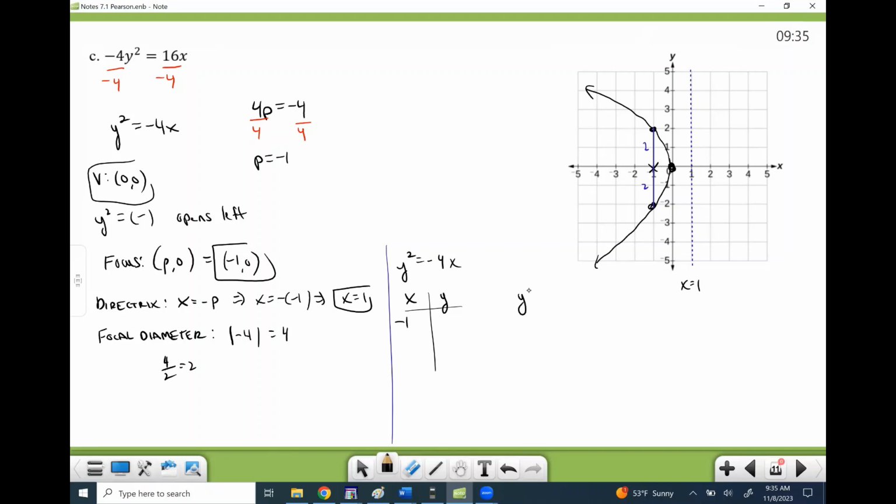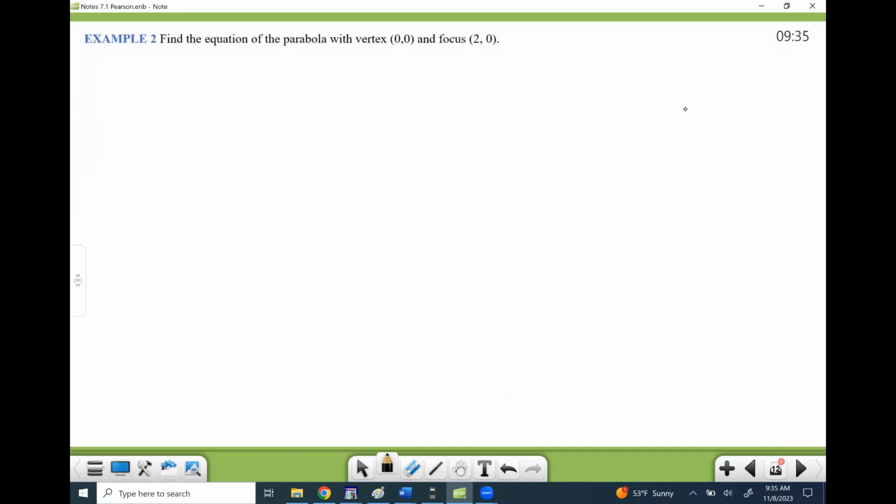So y squared equals negative 4 times negative 1. Y squared equals 4. What's your plus or minus? So y equals plus or minus 2. All right, so you'll notice those are the points we had. If we go to negative 1, positive 2, that's this one. And if we go to negative 1, negative 2, that's the other one. Okay. All right, so hopefully for one centered at 0, 0, you're feeling pretty good about how to draw it.